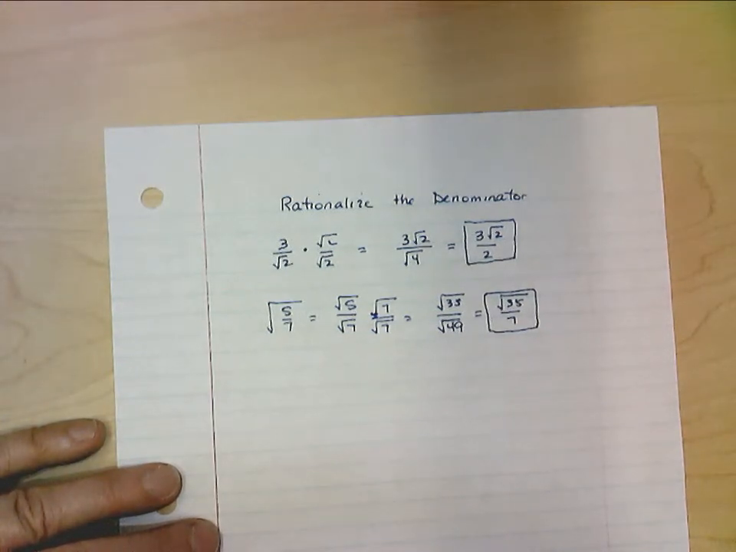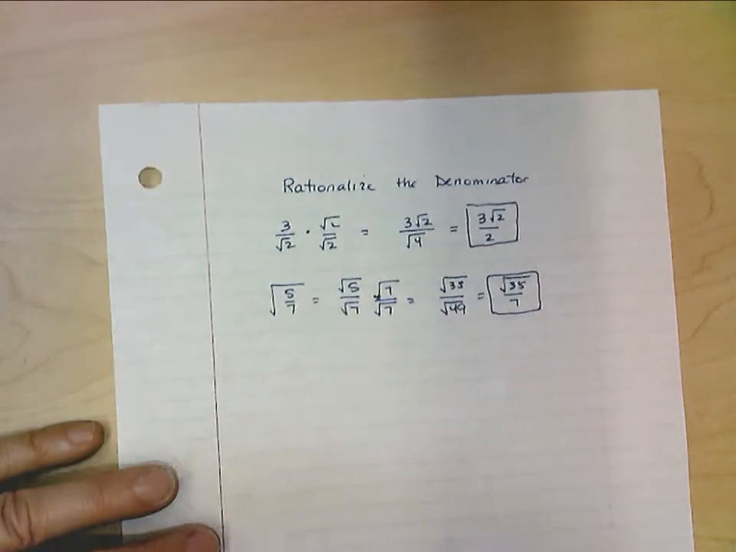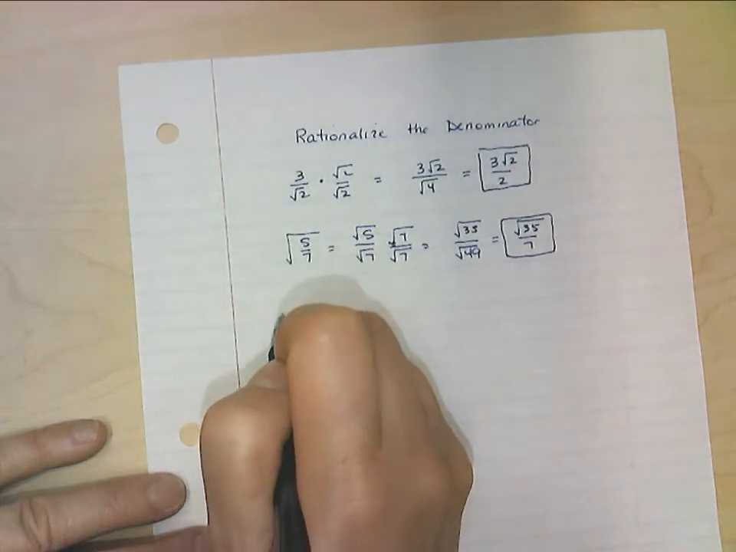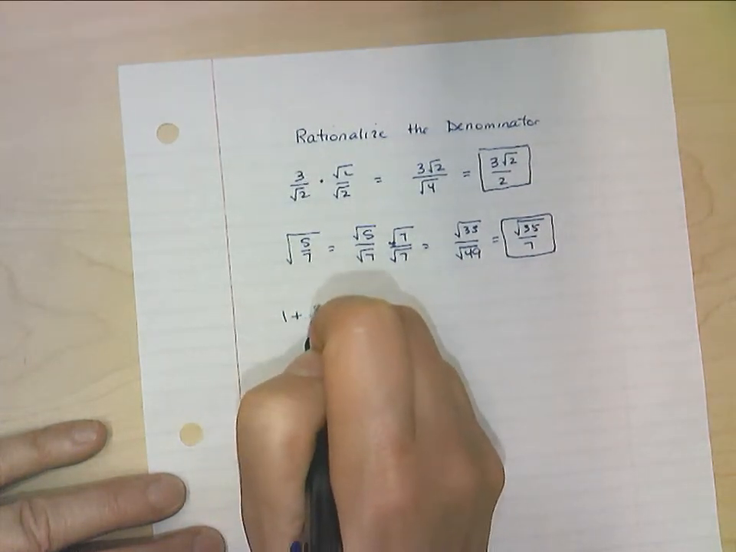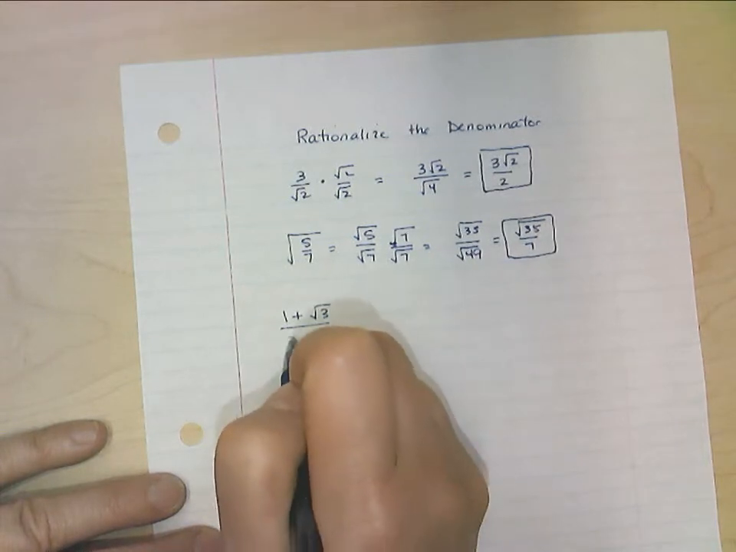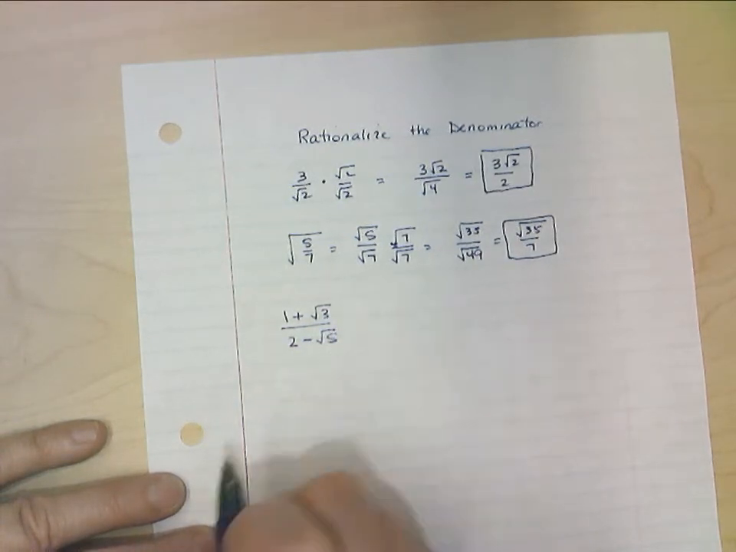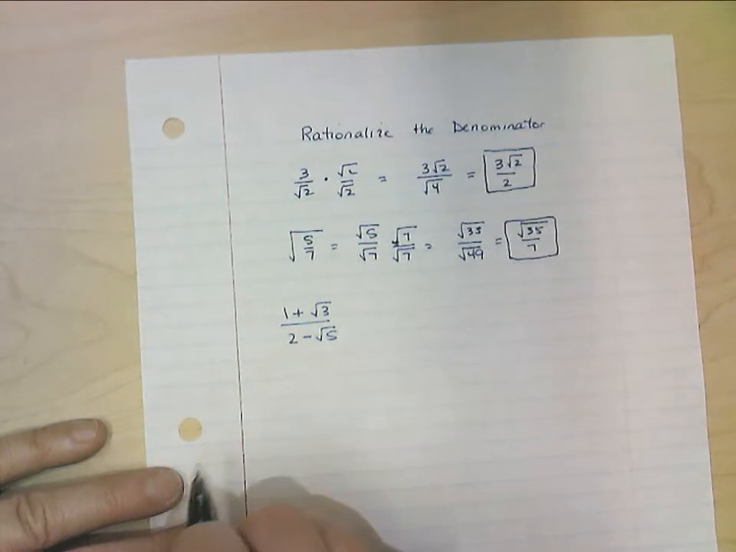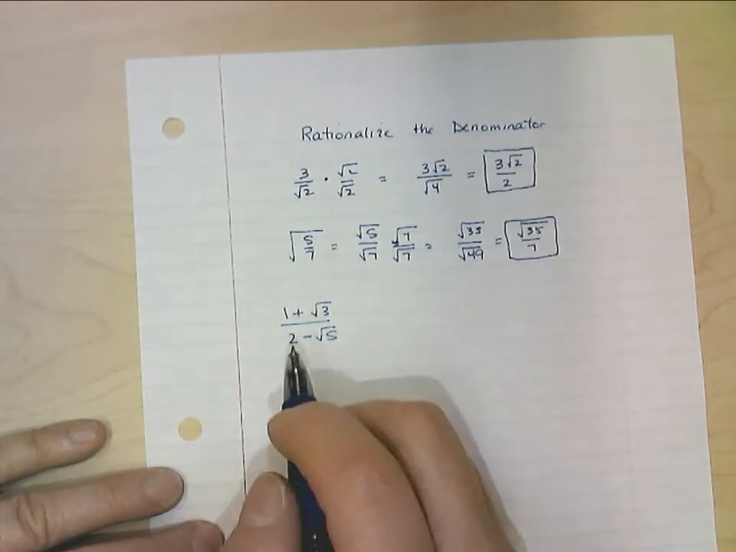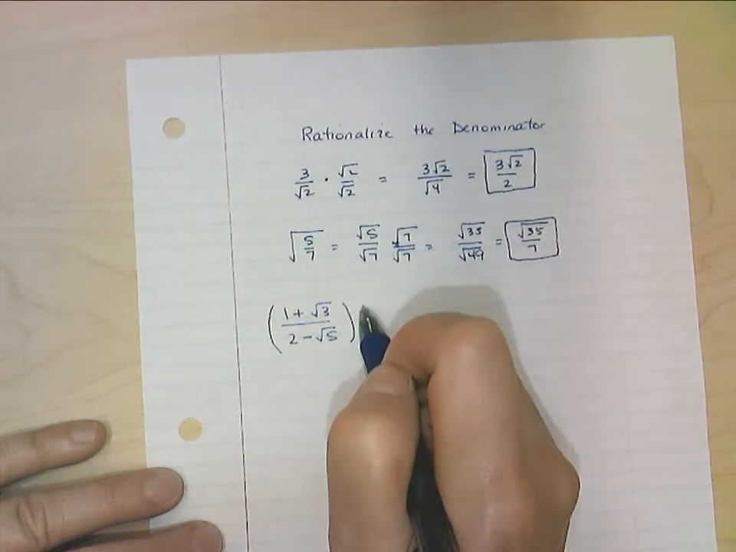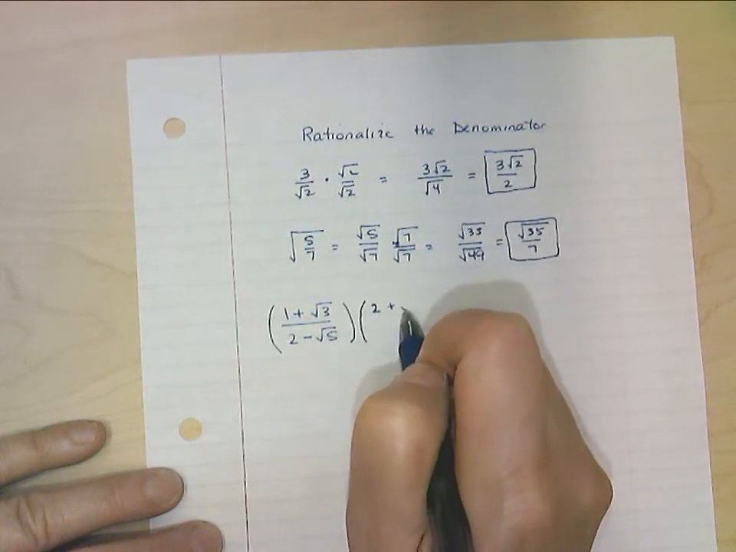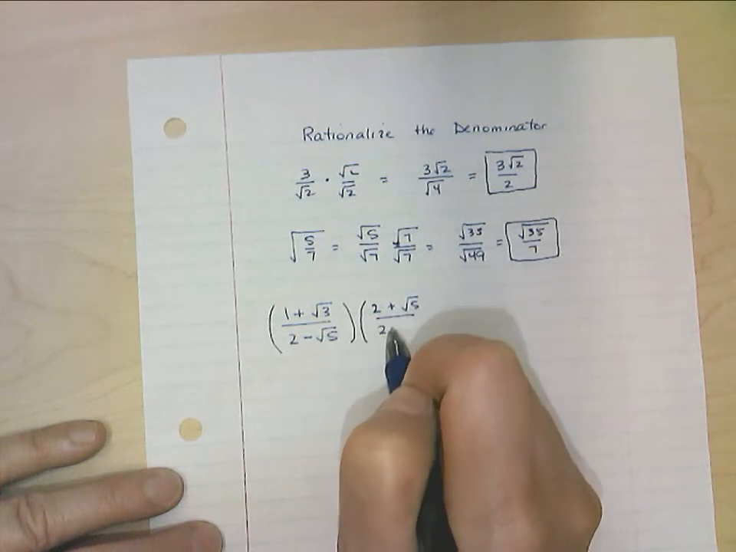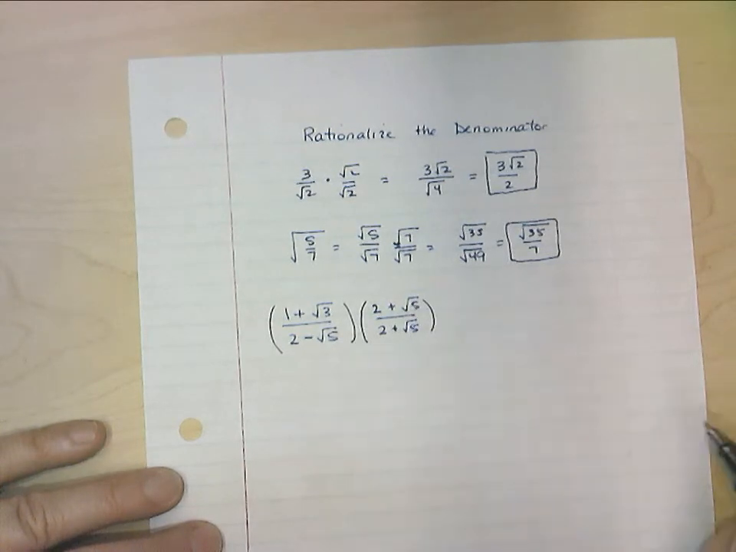If I want to rationalize with a binomial denominator, I will need to use the conjugate of the denominator. For example, if I have 1 plus the square root of 3 divided by 2 minus the square root of 5. The denominator, 2 minus the square root of 5, has a conjugate, which would be 2 plus the square root of 5. But in order to keep everything the same, I have to multiply numerator and denominator by 2 plus the square root of 5.